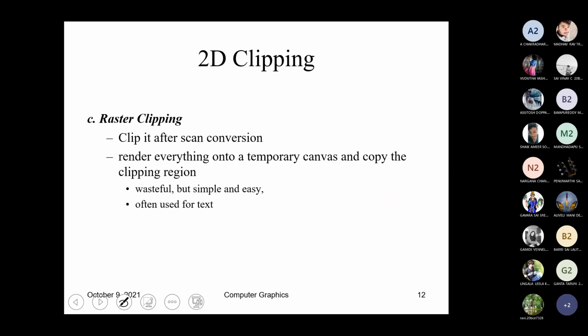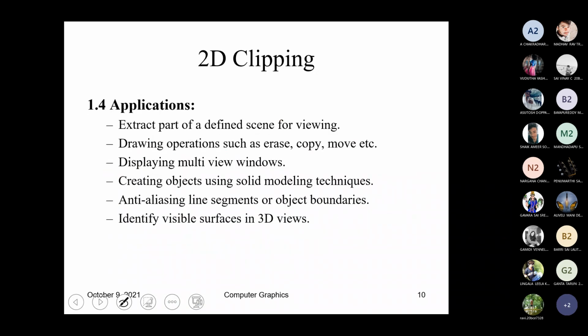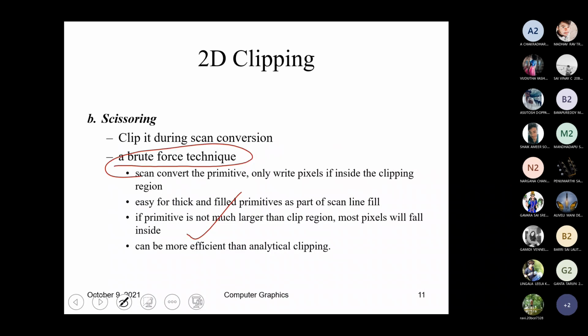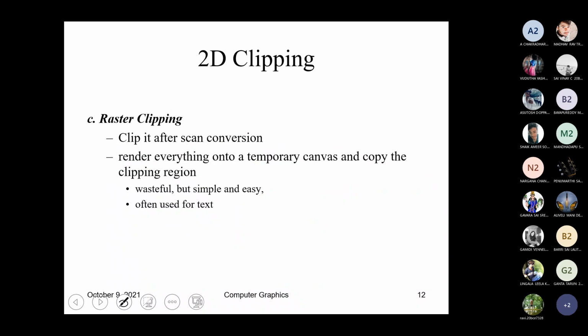Here another type of clipping is available, mainly three types. One is normal clipping, which we have studied already. The second one is scissoring, and the third one is raster clipping. Under raster clipping, you clip after scan conversion. We have already studied scan conversion, solved the problem, and studied the algorithm. Render everything into a temporary canvas and then copy the clipping region.